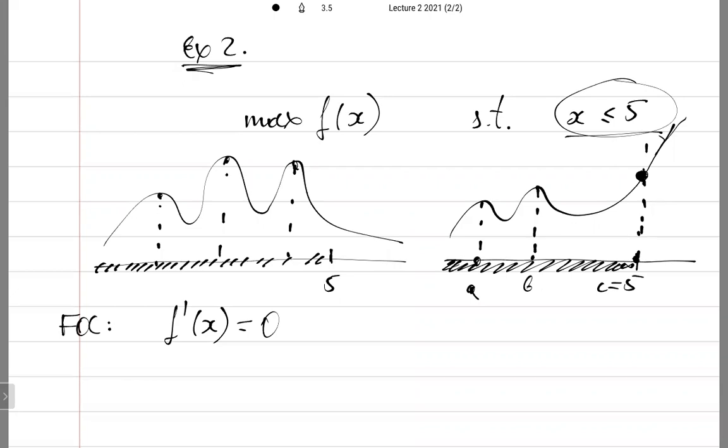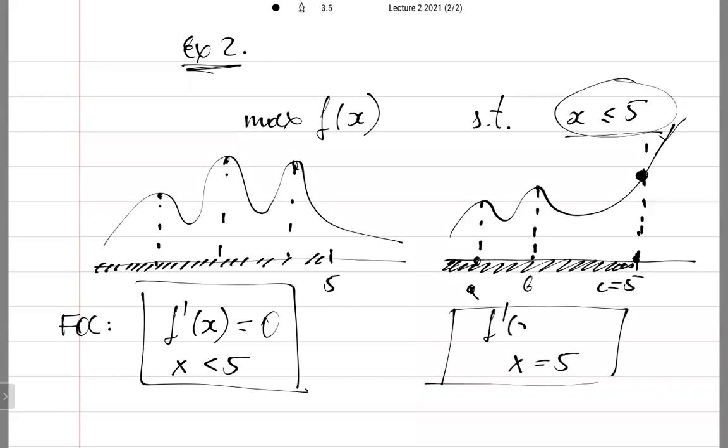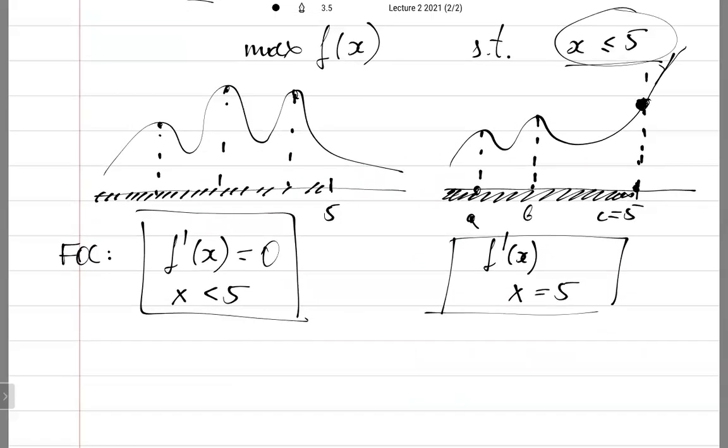But if you look carefully at the derivative, it's a little bit different. We have 2 kinds of points. When x is less than 5, f prime of x should be 0. But if x is equal to 5, then f prime at x can be non-zero. At my point 5, my function is growing. So f prime of x can be greater than or equal to 0. Okay, my function can be growing.